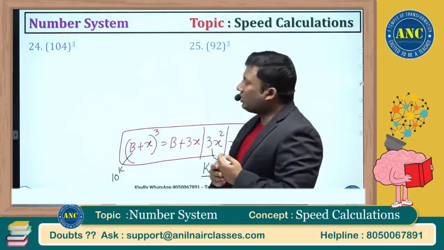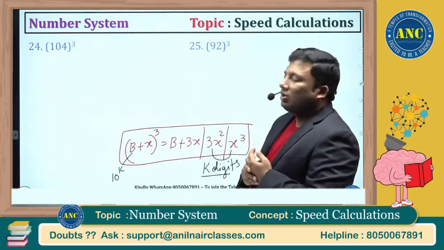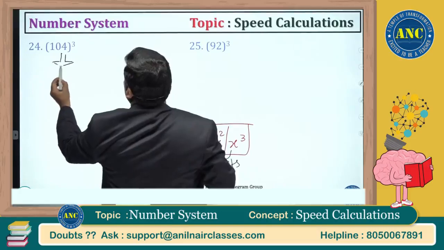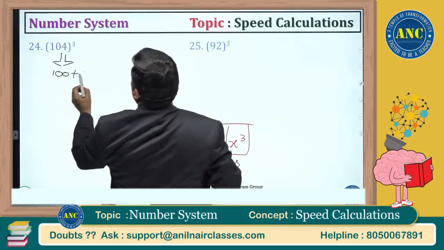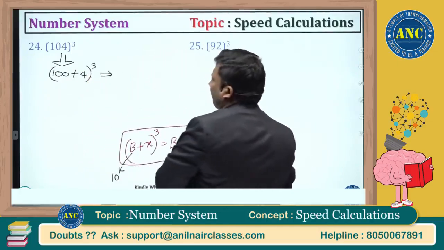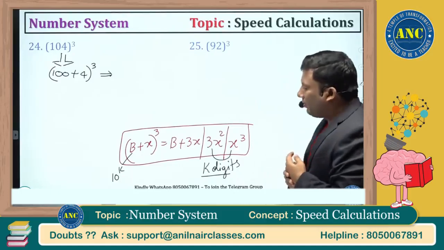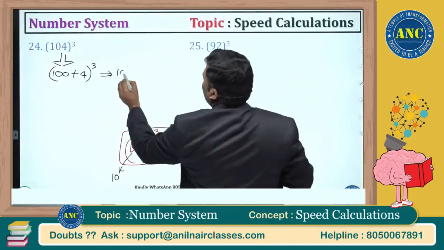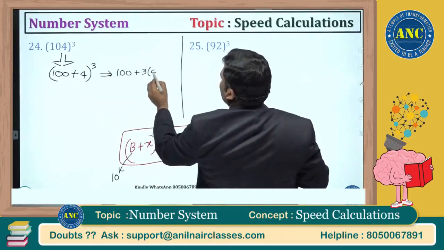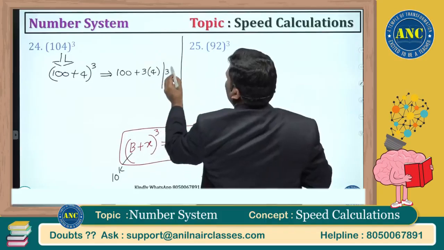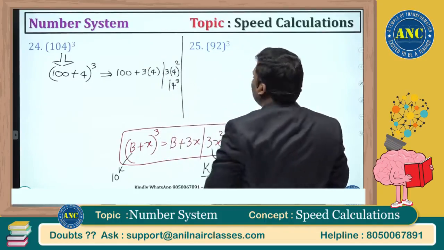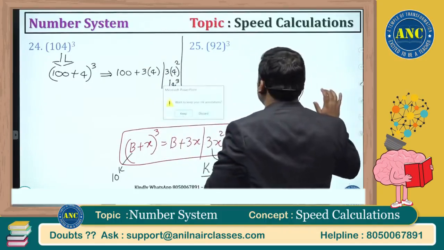Easy question on the left hand side. A new learning from the 25th question. 104 power 3. Is it just greater than 100? Yes. It is 100 plus 4 power 3. B plus x power 3. So this will become b plus 3x. Next it is 3x square. And next it is x cube.